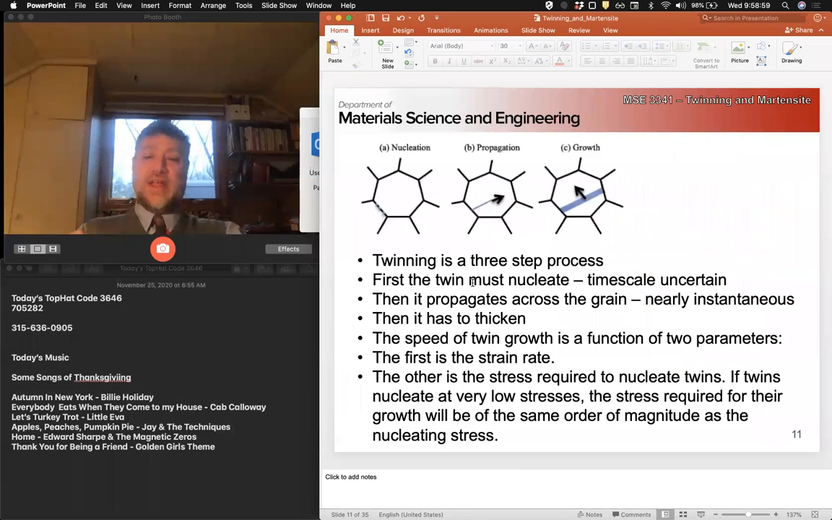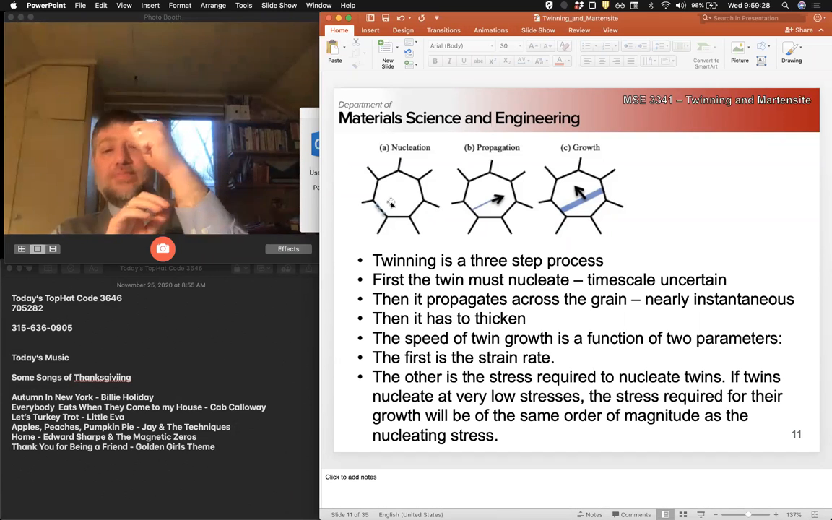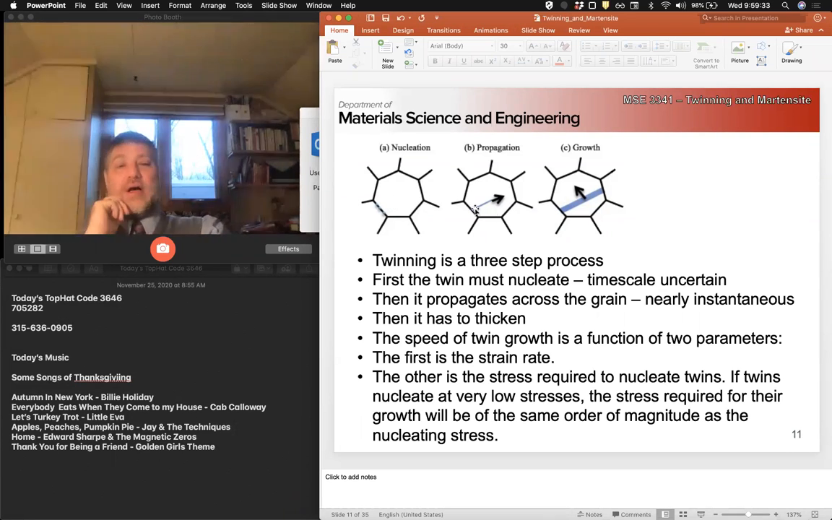Twinning, the act of forming these, is actually a three-step process. Okay. We have to nucleate the twins. These twins, deformation twins, will tend to nucleate at the grain boundary. So we have to make a little nucleus of the correct orientation. How this happens is really an open area, so I don't want to dwell on speculation of twin nucleation. But then the twin essentially propagates across the grain.